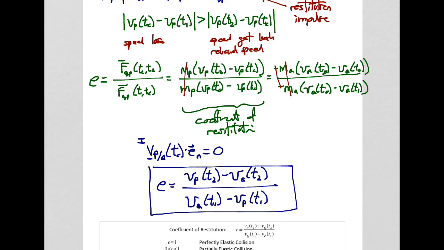So our denominator, it's V sub q minus V sub p, both at T1. And so this is nothing more than our approach speed, which is the speed at which particle P is approaching particle Q, because this is a relative speed, VQ minus VP. And remember, all this is occurring in the EN direction. So this is along the line of impact.